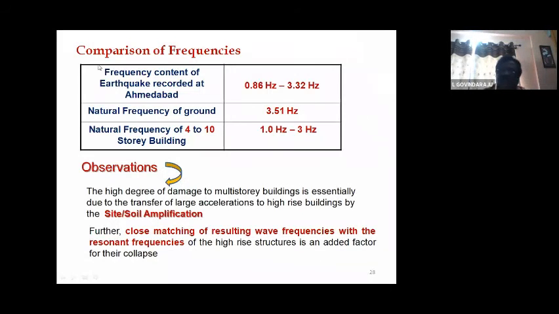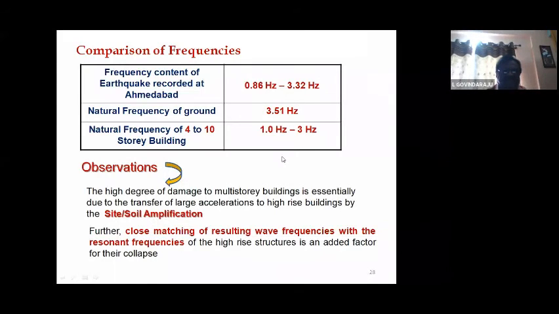Comparison of frequencies. Frequency content of the earthquake recorded at Ahmedabad is 0.86 to 3.32 hertz. The natural frequency, what we found from the SHAKE program, is 3.51 hertz. And the natural frequency of 4 to 10-story buildings we found in this particular range. See all these frequencies here, 0.8 hertz, 1 hertz, 3.2, 3.51, 3, are almost close to each other.